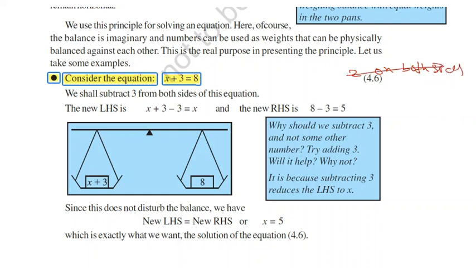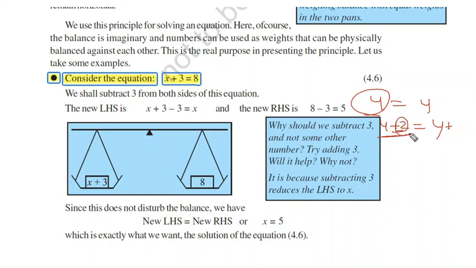Suppose 4 equals 4. If we are adding 2 on LHS, we have to add 2 on RHS also. So whatever we are adding, subtracting, multiplying or dividing, we have to do that on both sides. Okay, so let's see what we can do in this example.